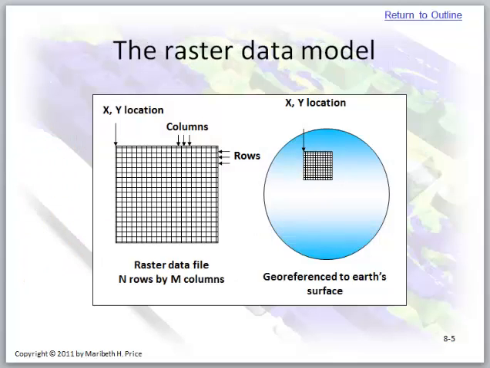This is a raster data model. It is on the right. We have a georeference to the Earth's surface with an XY location always on the top left, and of course we have columns and rows. This is a cellular model. It is in basic little cells similar to a JPEG.